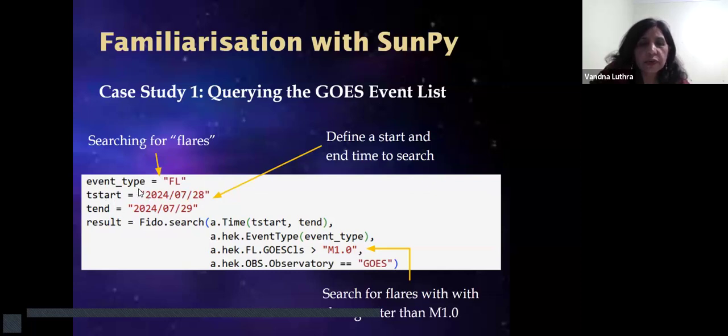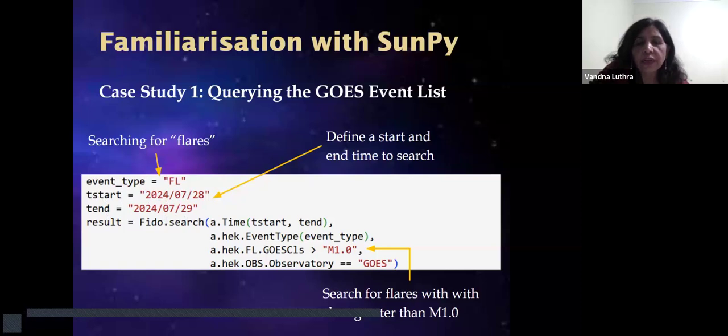That is event_type. This event_type is a dummy name. You can name it anything, but in the bracket you have to write FL, that is the flare. And then you have to give T start and T end. And then in the result, it is Fido.search, a.Time with T start and T end as the parameters, a.hek.EventType, and in the bracket it should be the same thing which you have written here. Event type and this event type should match.